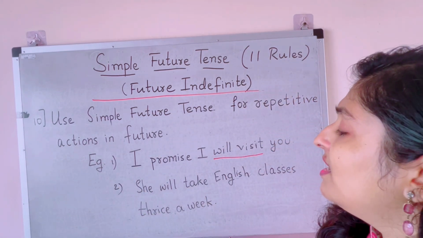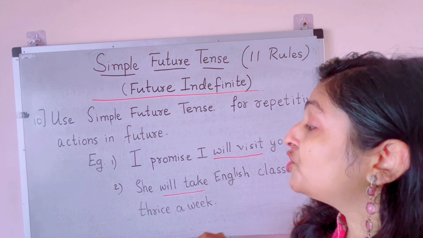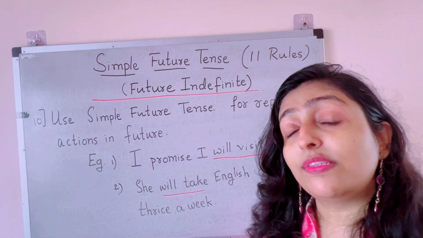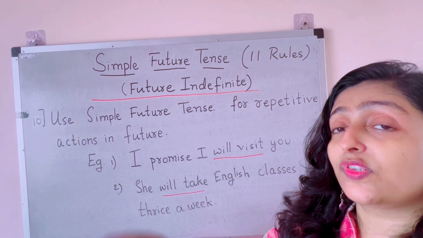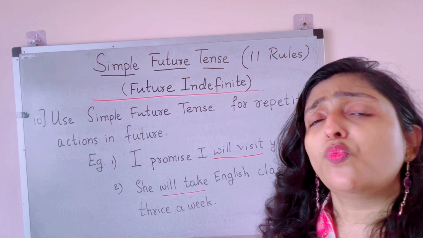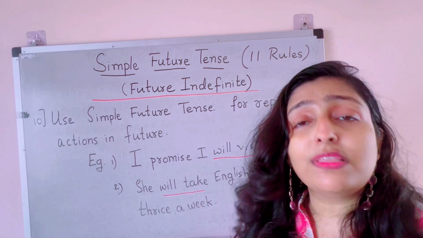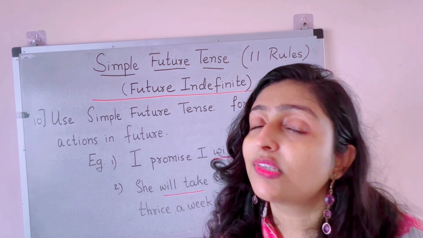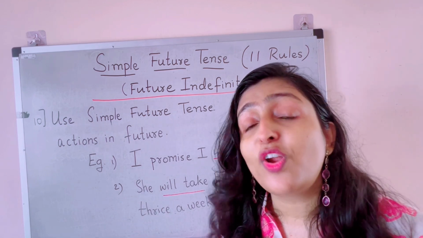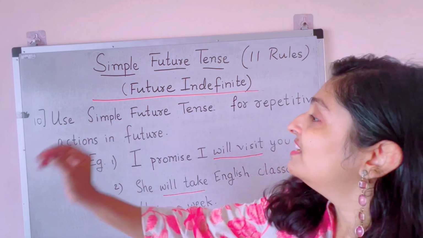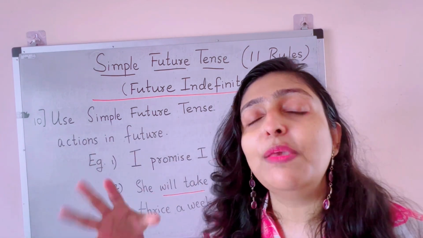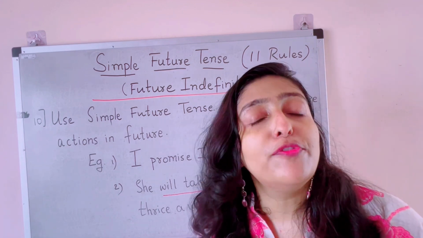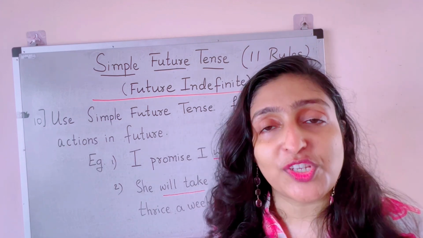Second example, she will take English classes thrice a week. Okay, will take is in simple future tense. So this is also a repetitive action. Whether it is boring or whether it is interesting, that's your choice. But she'll take English classes thrice a week. To join or not is up to you. Okay. So for actions that keep on repeating in the future, use simple future tense. Let's move on to the next rule.